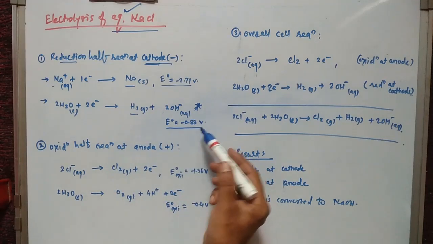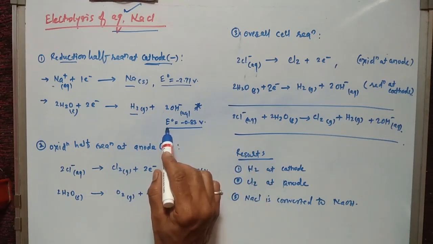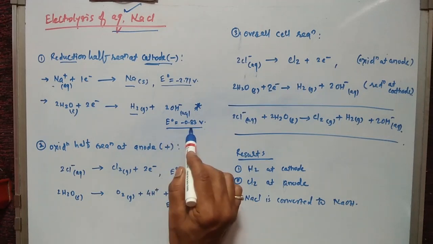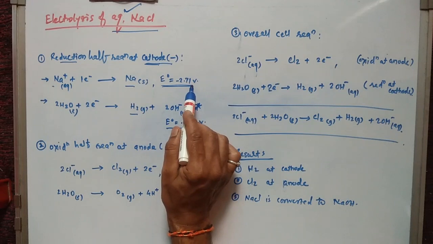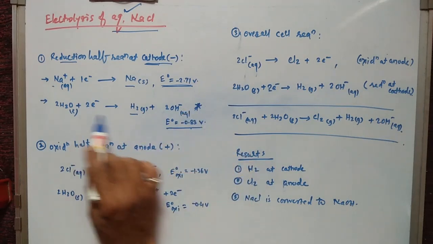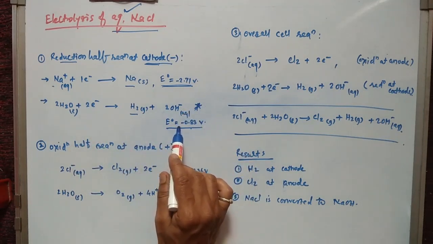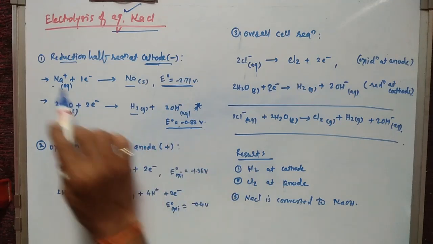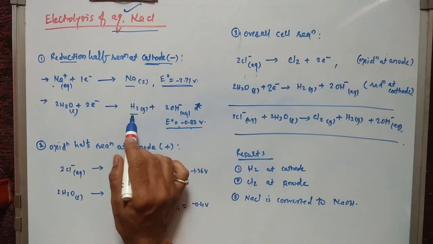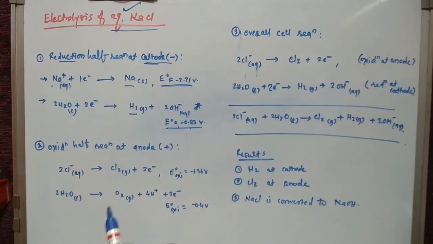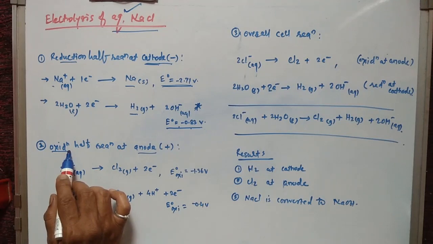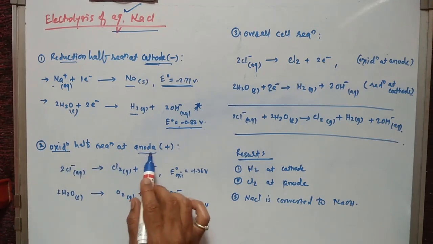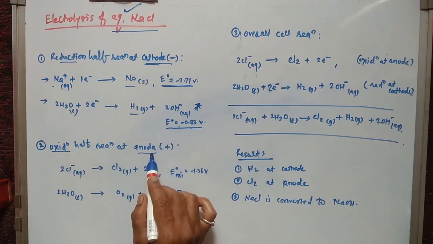Now here in this case, the standard reduction potential of water is much greater than the reduction potential of sodium. That's why water has a greater tendency to get reduced than sodium metal. So hydrogen is liberated at the cathode. Now at the anode, oxidation takes place. Okay, what is oxidation? The loss of electrons.